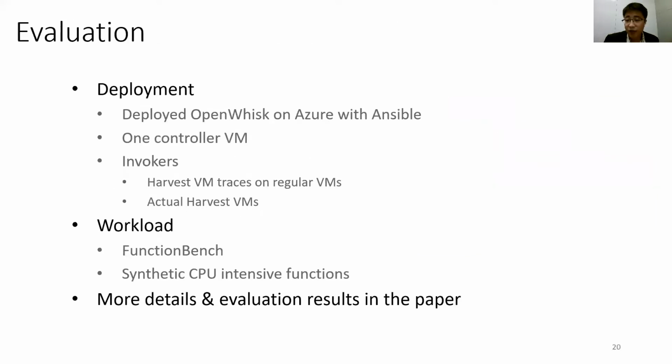So now I'll briefly go over the evaluation. More details on the evaluation setup and more evaluation results can be found in the paper. We deployed OpenWhisk on Azure with one controller VM and invokers deployed on both regular VMs that emulate Harvest VM traces and actual Harvest VMs. We use FunctionBench and synthetic CPU-intensive functions as the workload.